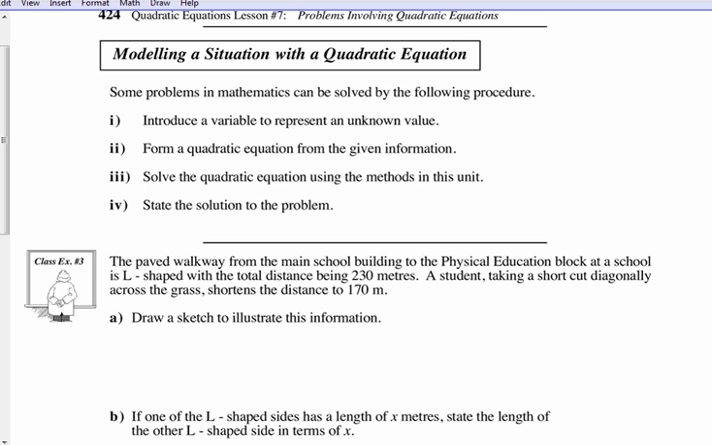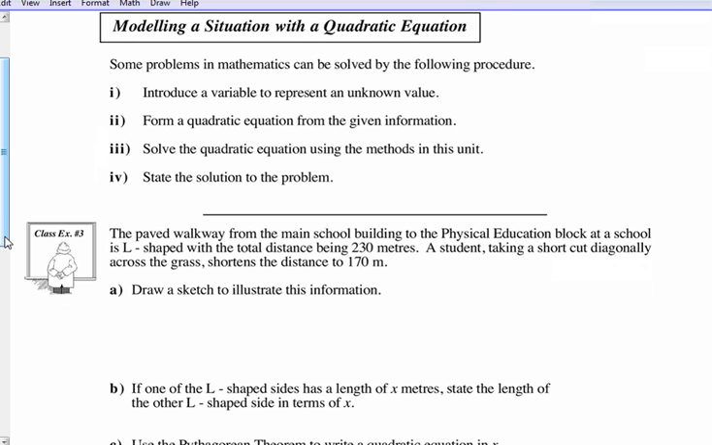Okay, so modeling a situation with a quadratic equation. Some problems in mathematics can be solved by the following procedure: introducing a variable to represent an unknown value, form a quadratic equation, solve the quadratic equation, then state the solution. So this is like, remember last year in systems when you had to create the equation and then solve for the intersection point. In the same way, we might have to make the equation and solve for whatever the application is asking for. So let's look at a question here.